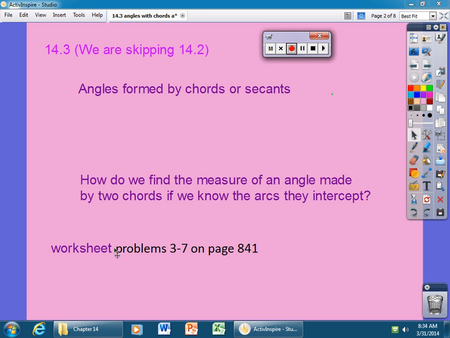Your homework is not the worksheet. It's problems 3 through 7 on page 841.